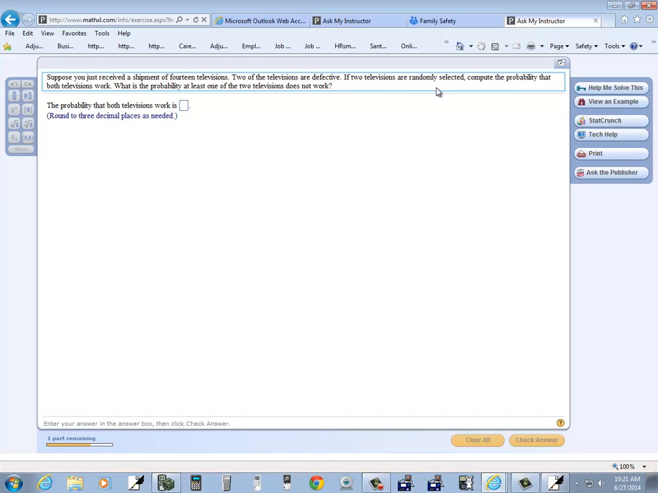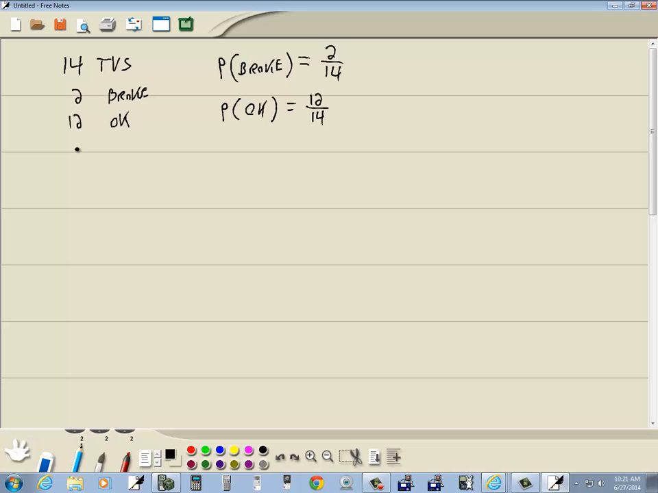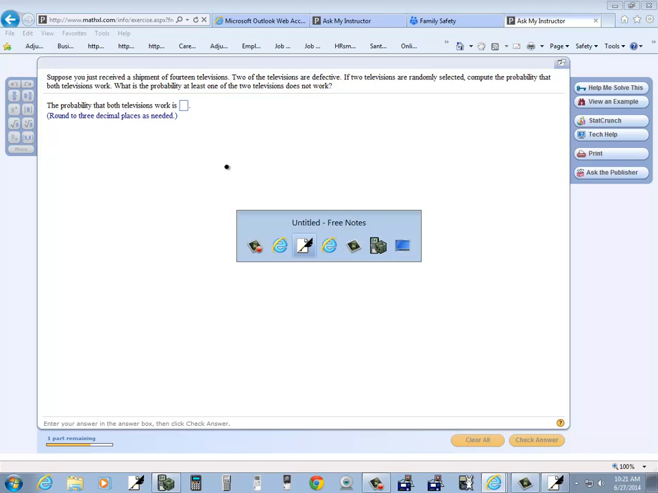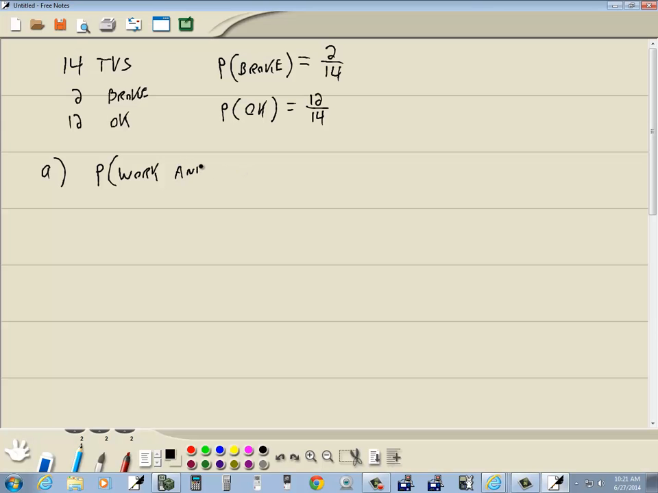Okay. If 2 TVs are randomly selected, compute the probability that both televisions work. Okay, so this is the first part, like part A. So, the first one works, and the second one works. When I say both work, the "and" is implied in there. Now, "and" is multiplication.